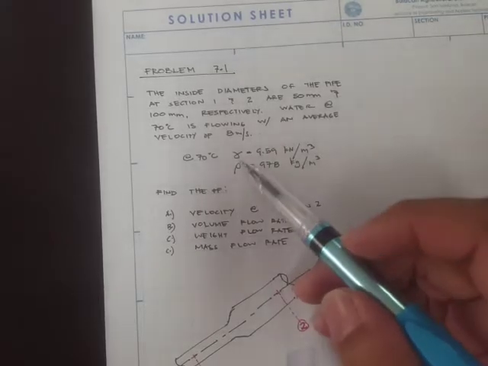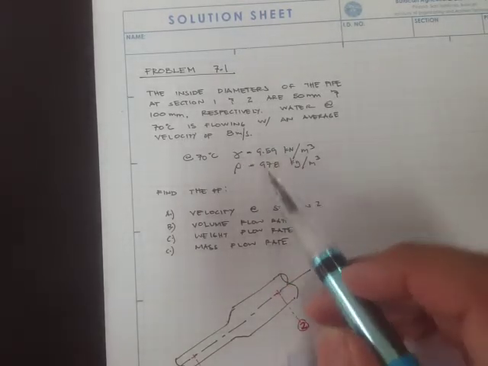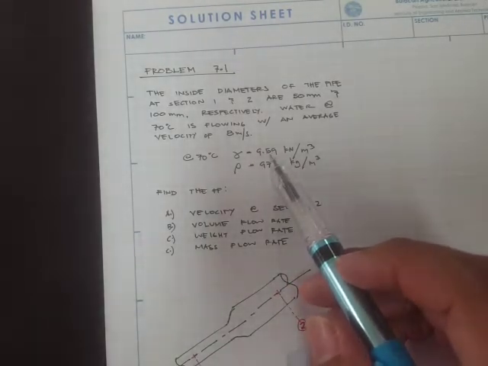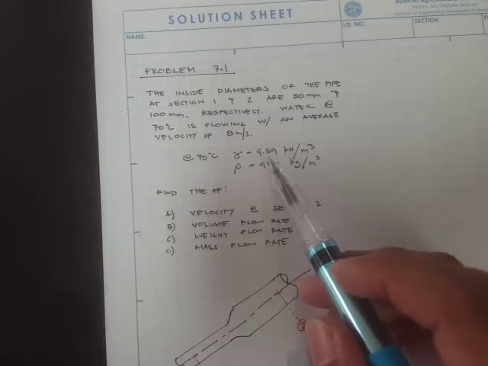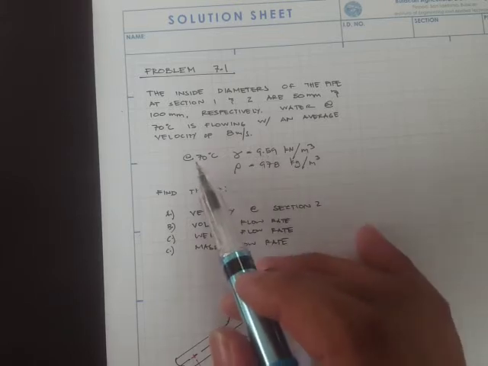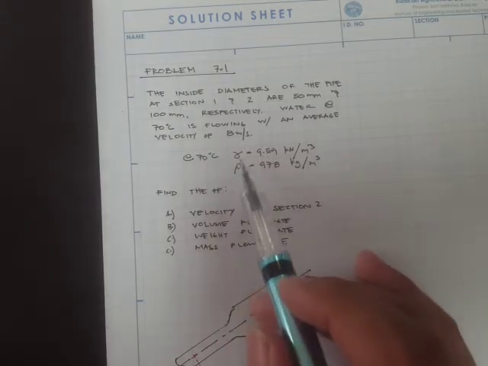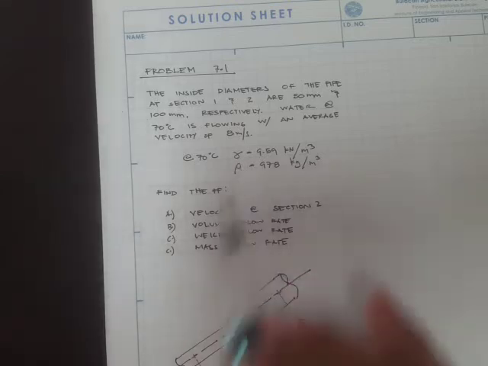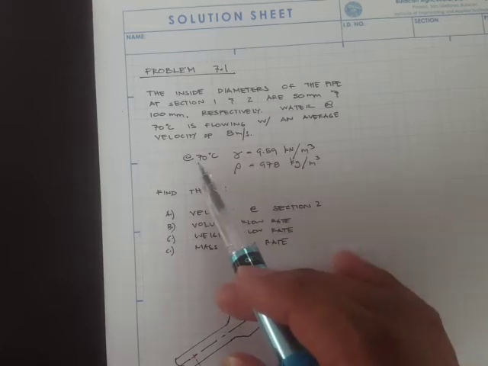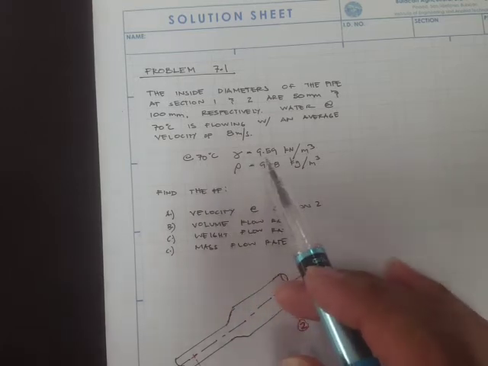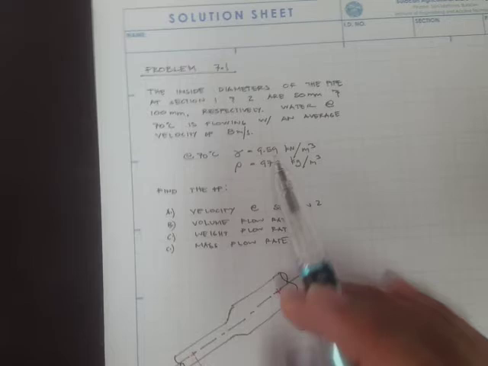Okay, so here our unit weight is 9.59, and that's lower compared to the commonly used value of 9.81, simply because the density is affected by temperature and also by pressure. So at 70 degrees C, we have a lower density.